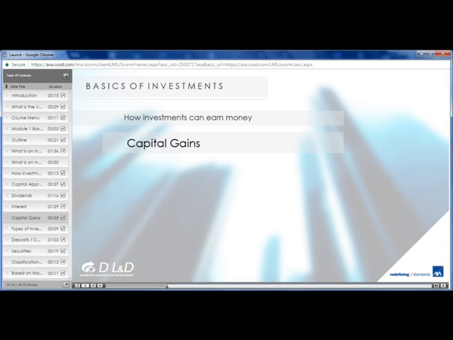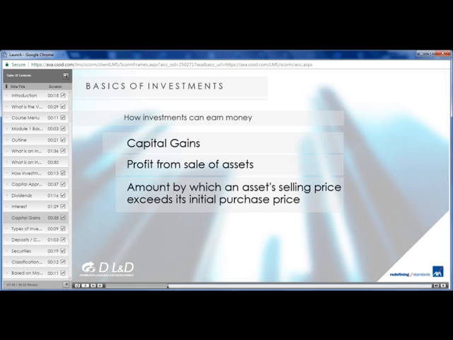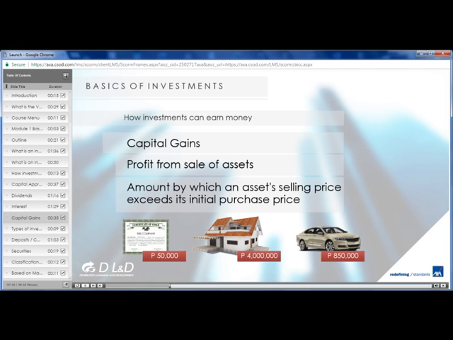Capital gains. This is profit from sale of assets, or an amount by which an asset's selling price exceeds its initial purchase price. In other words, a capital gain refers to the increase in value of a capital asset or an investment security upon sale. Take this example. If you buy company stock, property, or a vehicle and then sell it for more than you paid, you have a capital gain. Remember that capital gain is only realized upon sale, even if your investment rises in value during the time you own it.